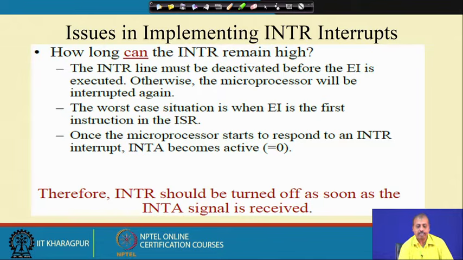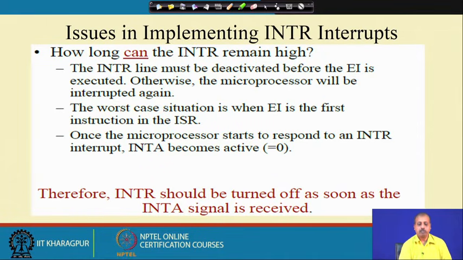And how long can the INTR remain high? Once it is made high, how long can it remain high? The INTR line must be deactivated before the EI instruction is executed. Because as soon as this interrupt occurs, the processor automatically disables the interrupt, and before enabling the interrupts again, you should deactivate the INTR signal. Otherwise, the microprocessor will find that another interrupt has come, so it will take the same interrupt, and it will be sensed twice.